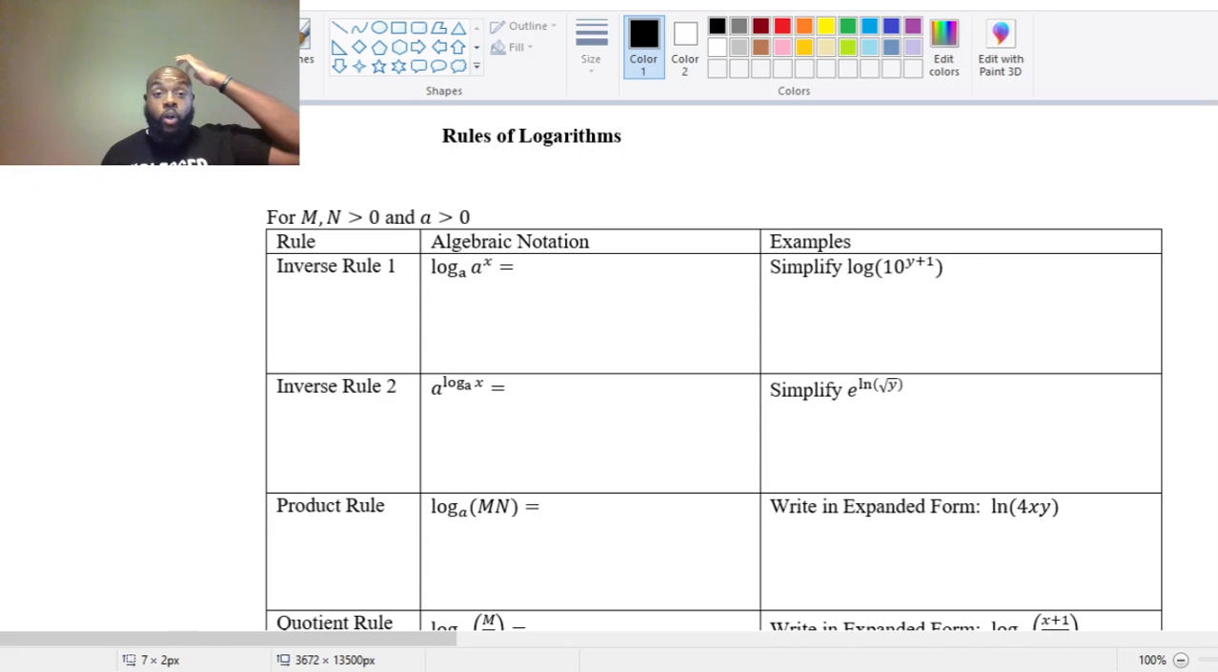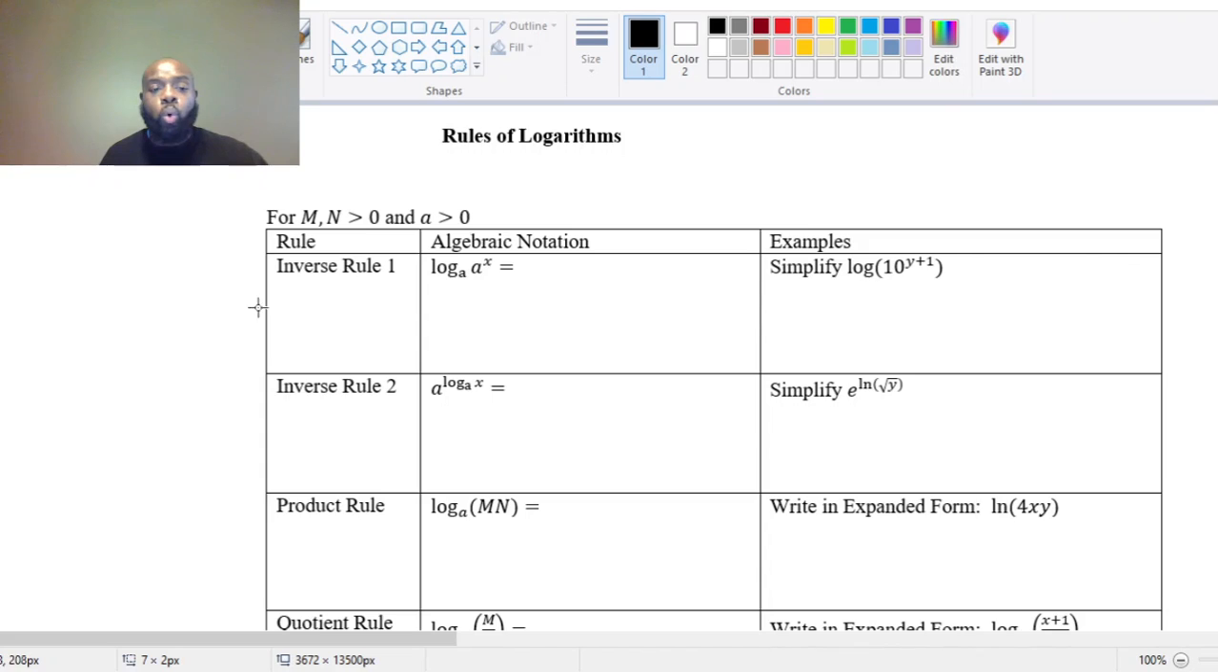In this video, we're going to discuss rules of logarithms. There are several rules. Some of these rules come from properties that we already know. In the examples that I'm going to use, if I use a capital M or a capital N or the letter A, they're all going to be values that we're going to assume are greater than 0.